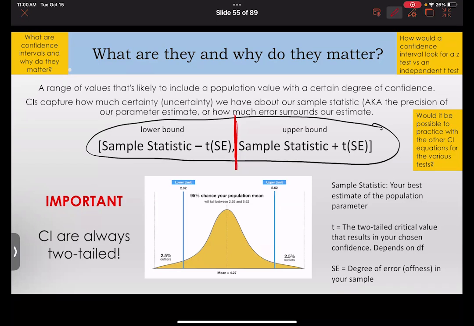What does a confidence interval look like if this were a confidence interval for a Z test instead? Try it. Just try it. What do you think? Just Z crit instead of T crit. No difference. Yeah, exactly the same. Just a Z corresponding to 95% instead of a T.